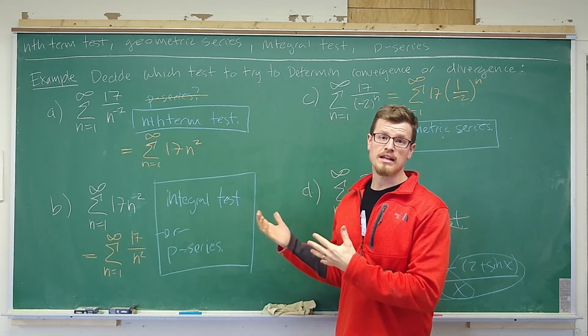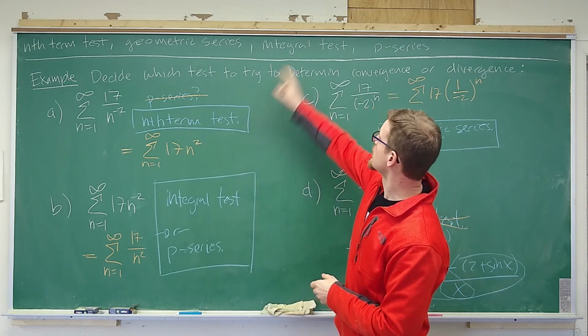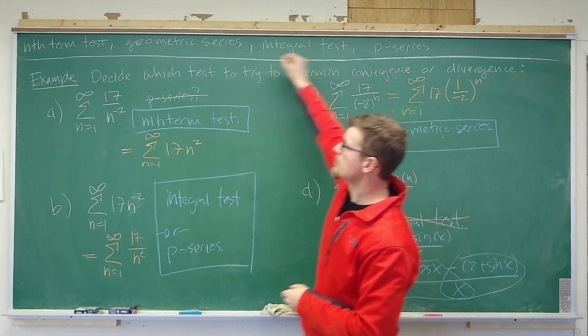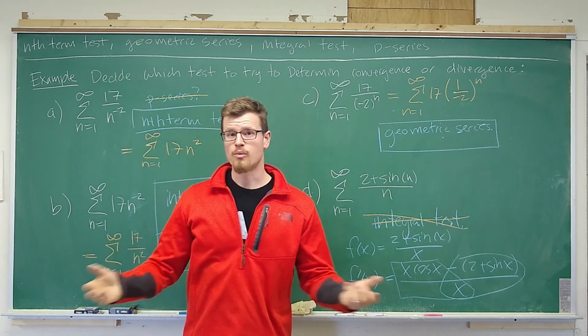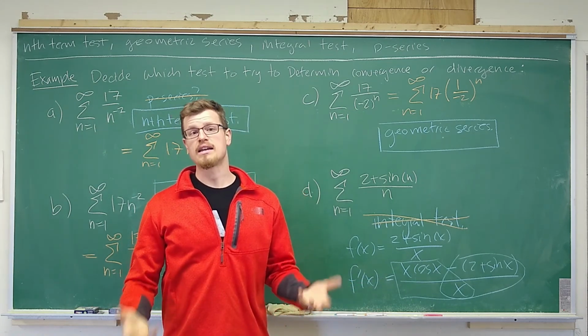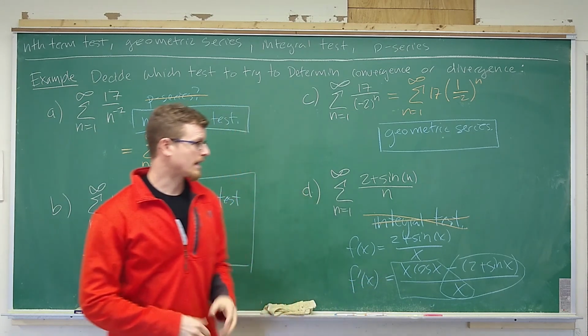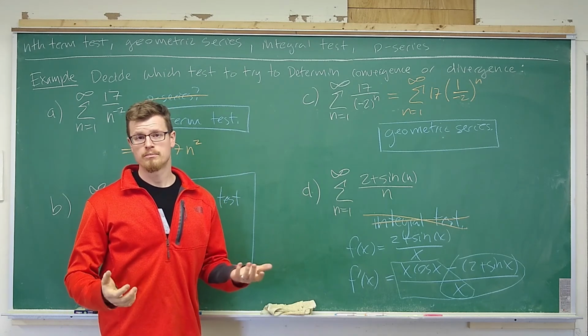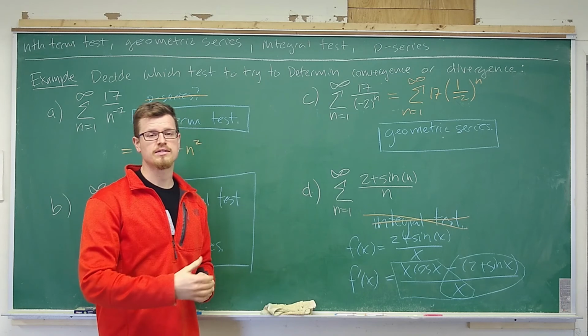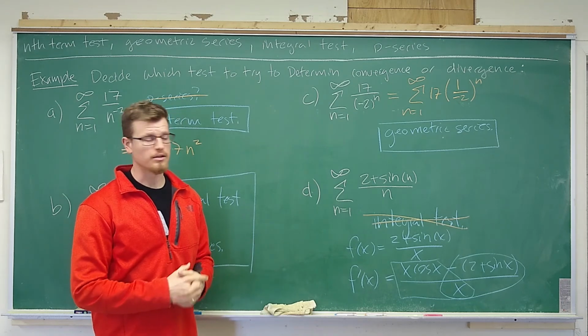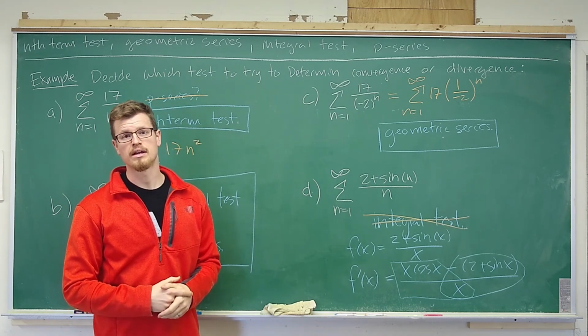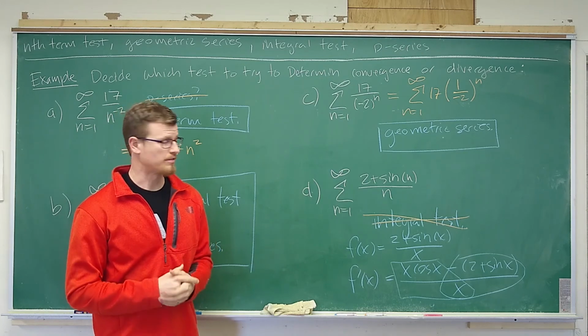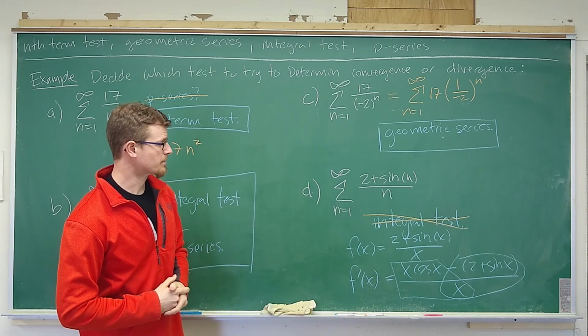Furthermore, notice that with these methods, the integral test and the p-series, much like the nth term test, we were unable to actually find the sum of the series. And that is the case for most tests. We don't have the ability to find the sum, but we do have the ability to determine if that sum is finite, if the series converges. All right.